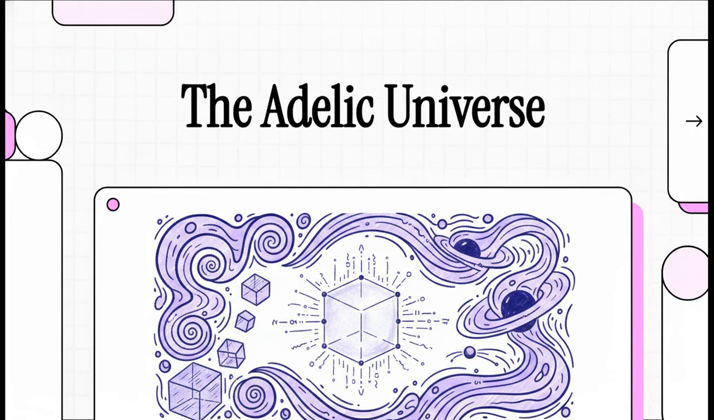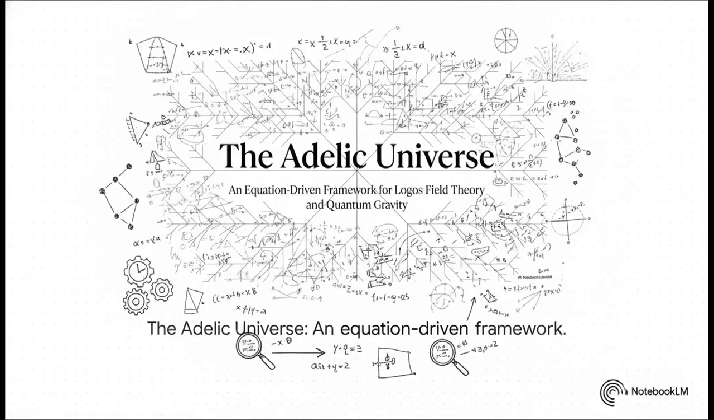Welcome to this explainer. Today, we're stepping into a theoretical masterclass to unpack the exact mathematics that bridge number theory and quantum gravity. If you've ever found yourself wondering how the continuous, smooth fabric of spacetime might actually be a holographic projection of discrete, quantum-like code, well, you are absolutely in the right place. So let's dive right into this.